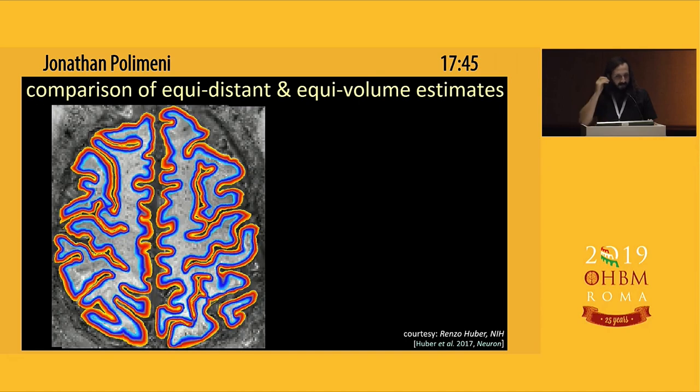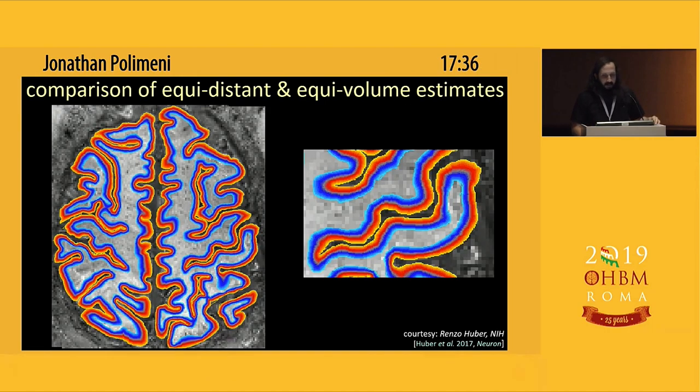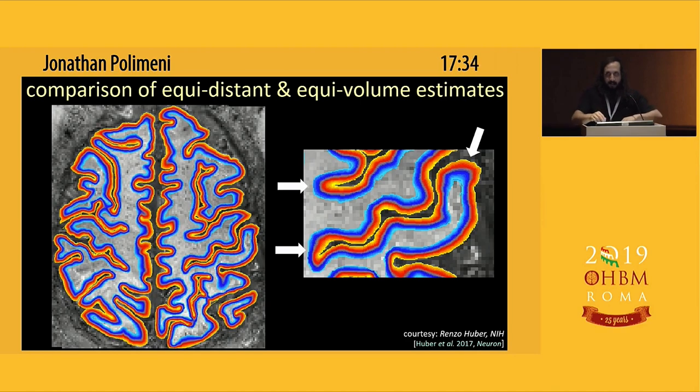So here's a comparison of the equidistant depth estimation and the equivolume depth estimation, animation provided to me by Renzo. Thanks, Renzo. So here you can see toggling back and forth between the two. As expected, the difference between these two depth estimations is more pronounced in places with high curvature, and they're pretty much the same in regions where the cortex is locally flat.